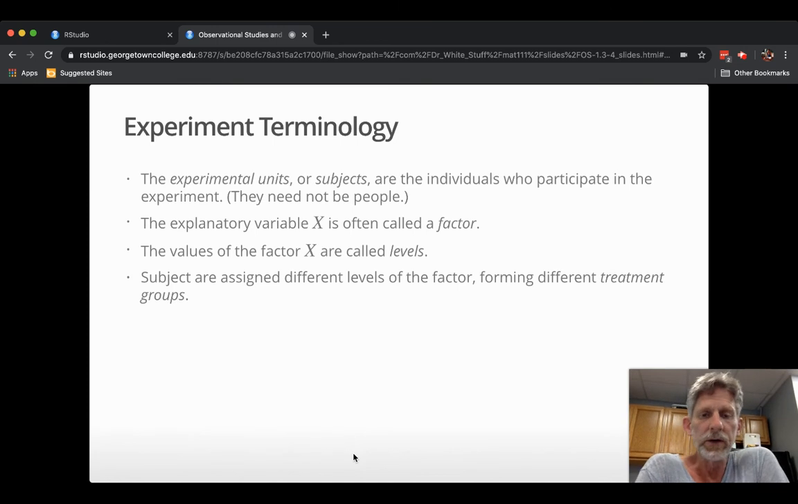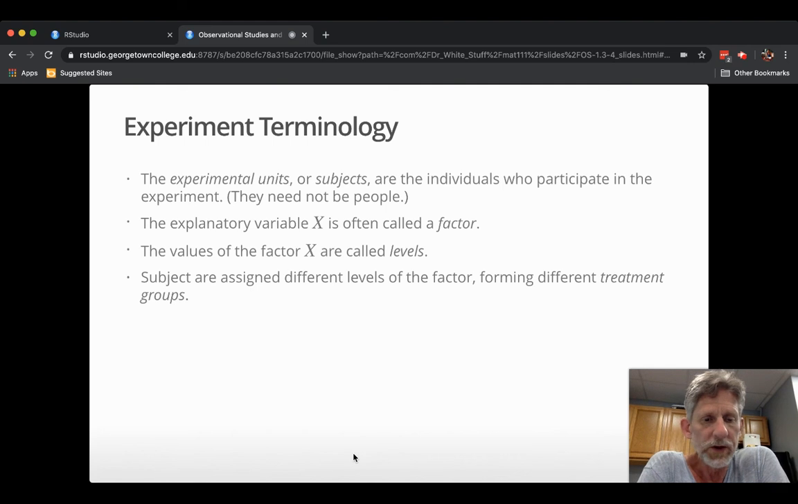Just by the way, there's some terminology you will meet in this book and in your statistics life in the future. The people that are in the experiment are called subjects. They're also called experimental units. They don't really have to be people. Each subject could be a plant in some biology experiment. There's lots of different types of things that could be the subjects in an experiment.